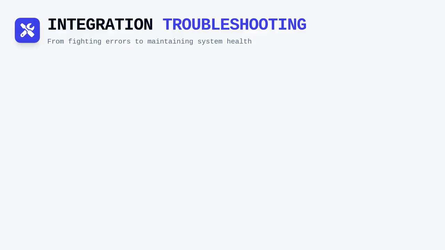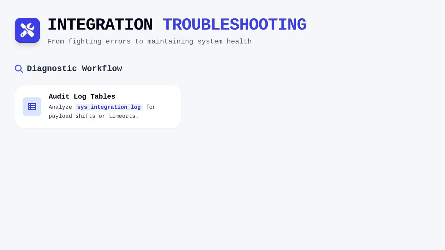Troubleshooting these integrations is a distinct skill set that separates those who maintain a healthy system from those constantly battling sync errors. When you encounter a failure in a daily Delta update, start by auditing the SSSS integration log table to identify exactly where the payload formatting shift or database timeout occurred during the transaction.